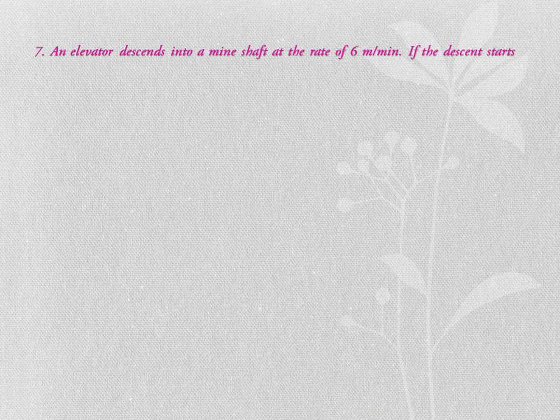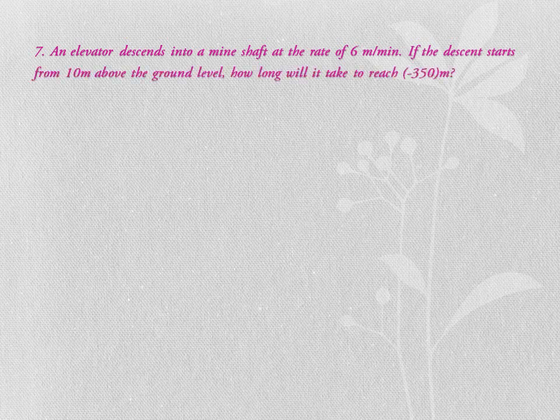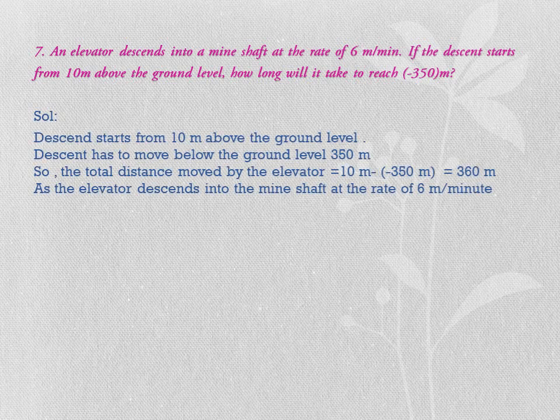Question number 7. An elevator descends into a mine shaft at the rate of 6 meter per minute. If the descent starts from 10 meter above the ground level, how long will it take to reach negative 350 meter? Solution. Descent starts from 10 meter above the ground level. You can imagine the vertical number line. Therefore, descent starts from 10 meter above ground level.